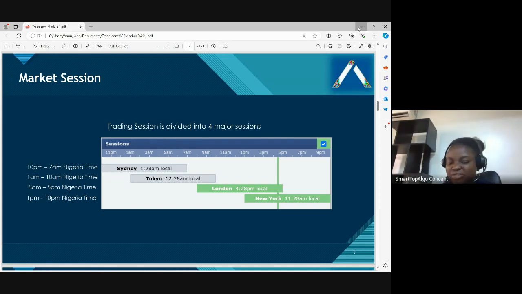Then the next one, we have the Tokyo session. Now, the Tokyo market opens 1 a.m. in the midnight to 10 a.m. in the morning. So if you want to trade around this time, then you need to look for the currency under the Tokyo session.